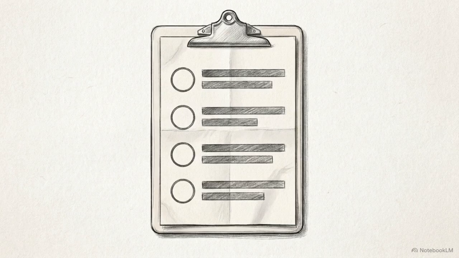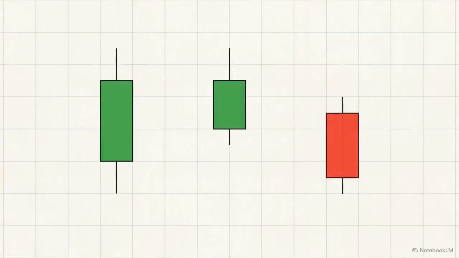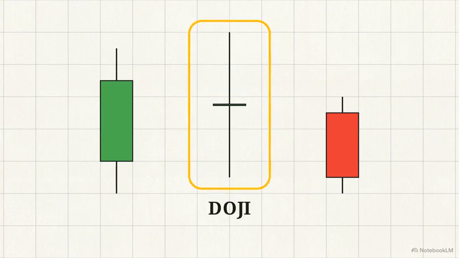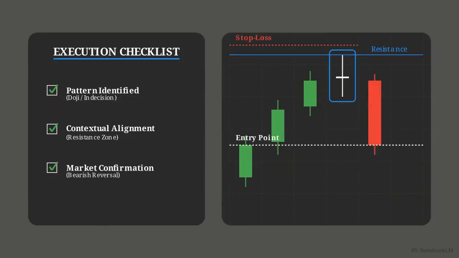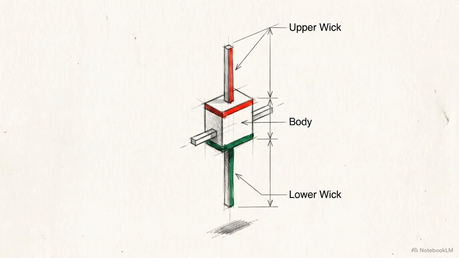Today, we are going to walk through a precise four-step checklist to identify, validate, and execute trades based on market indecision. We will look at specific candlestick shapes that signal when momentum is stalling. Implementing a mechanical, repeatable routine shifts the focus from reactive guessing to systematic trade execution based on clear chart evidence. Let's look at the shapes that make up this framework.